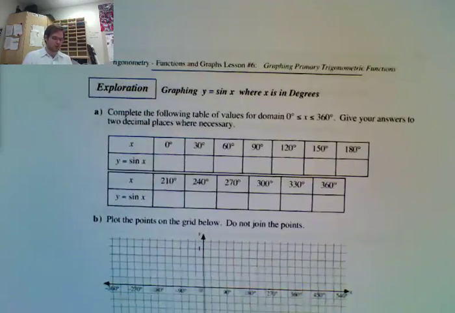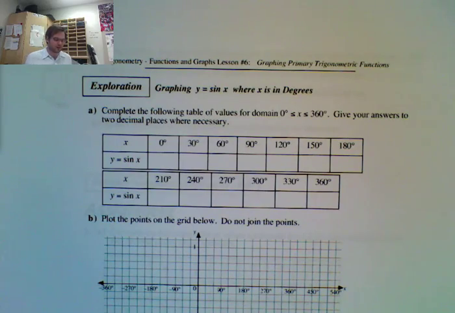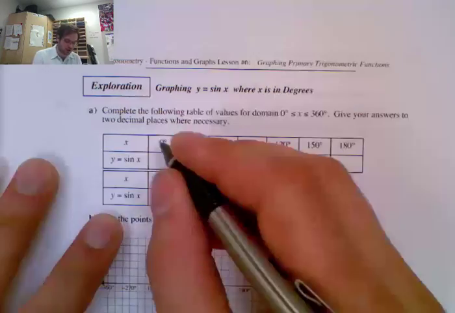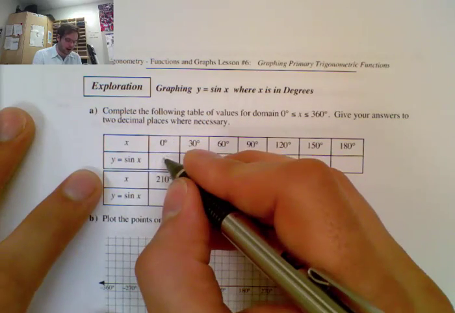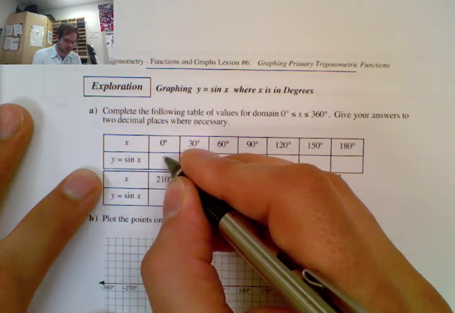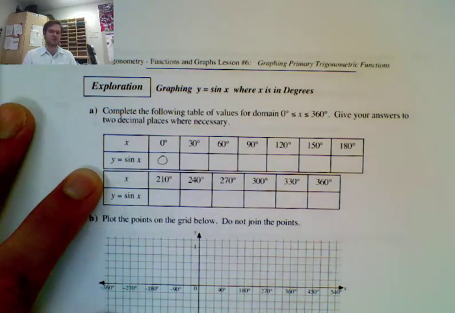Now, right here we're going to do a little exploration quickly. Graph sine x, where x is in degrees. Complete the following table of the domain of 360. So when we're at 0, we know the value of sine of x. From the class before, sine of 0 is 0.